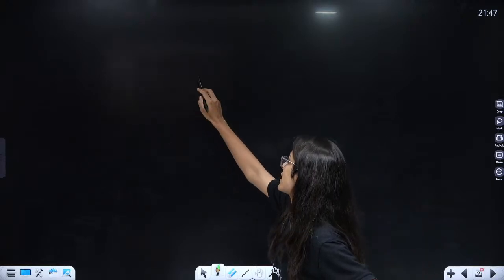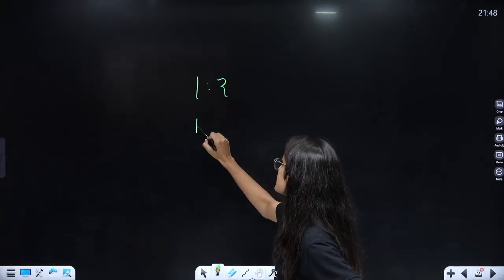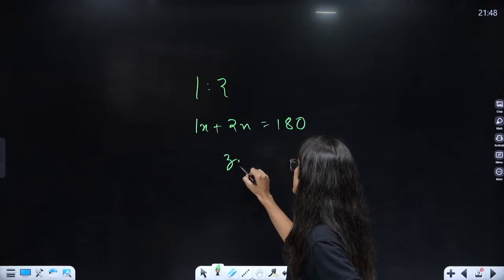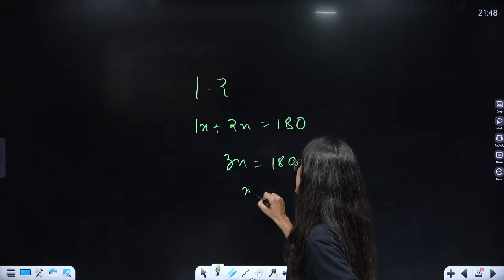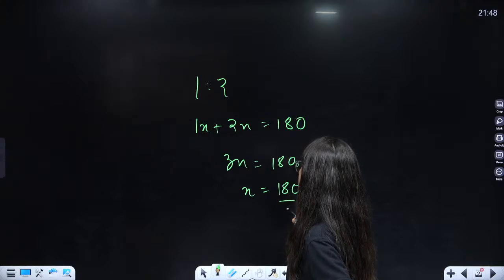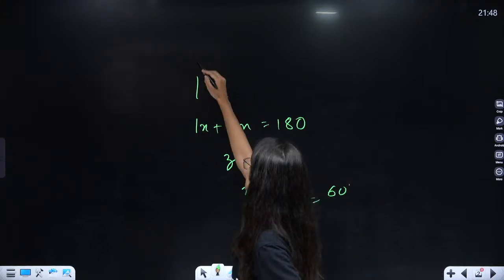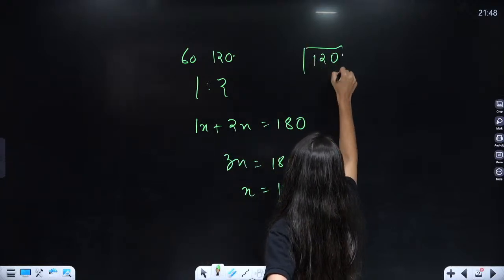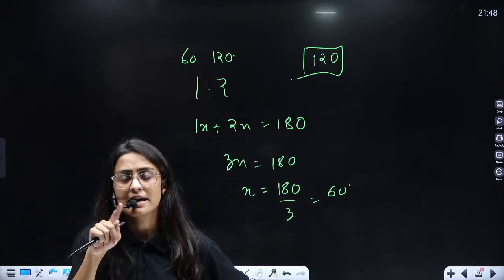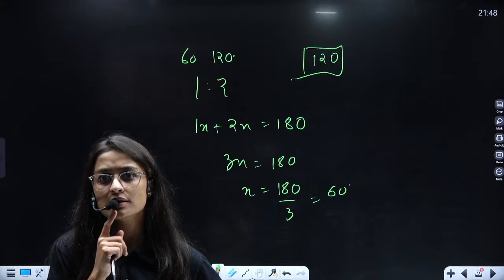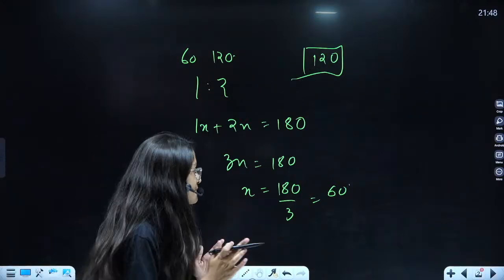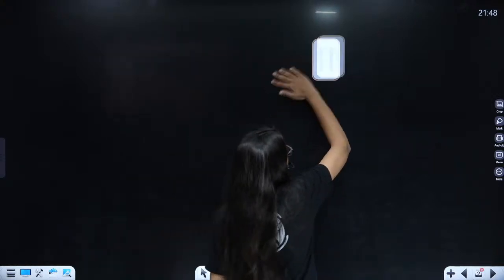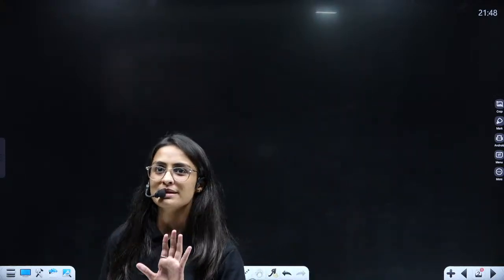Two supplementary angles, if they are in the ratio 1 is to 2, then one is x and the other is 2x, so x plus 2x equals 180 degrees. 3x equals 180, so x equals 180 by 3, that is 60 degrees. So one is 60, another one is 120. So the bigger one will be 120, beta. Is there any error in the options? Okay, do let me know if something like that happens, a human error made by me or someone else.